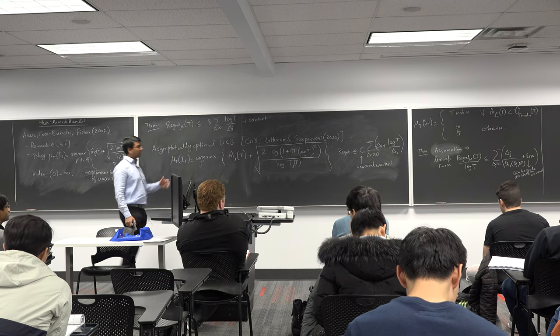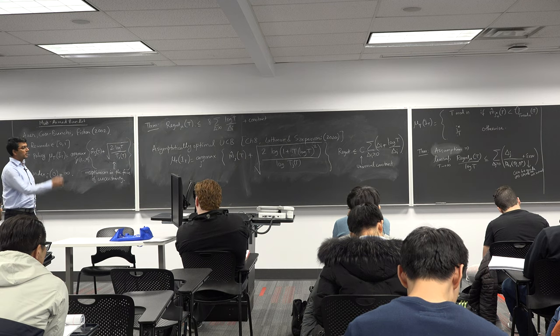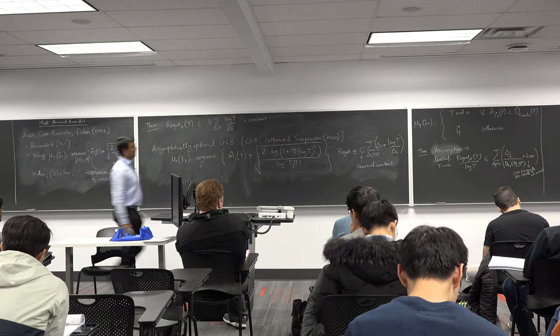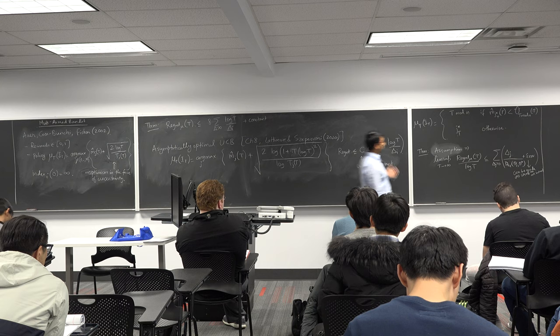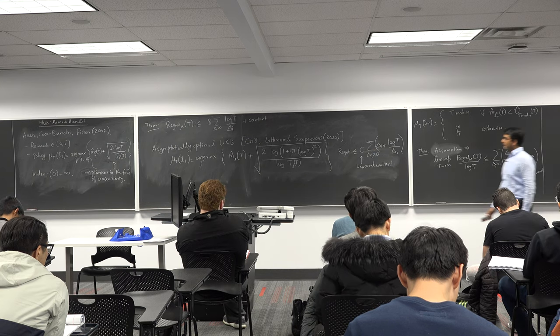Okay, so it's asymptotically optimal in the sense that when log T is very, very large, or T is very, very large, then the upper bound on the regret is almost similar to this particular regret.